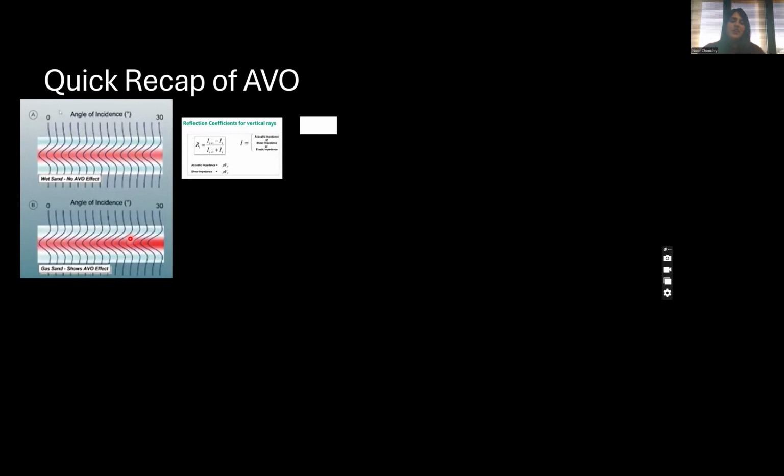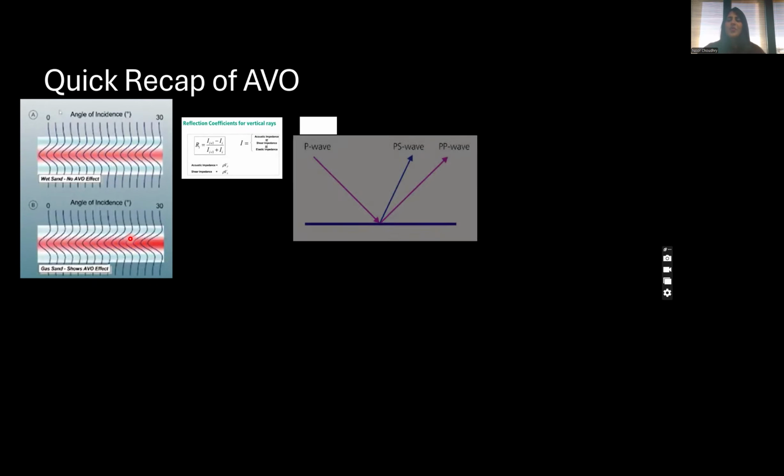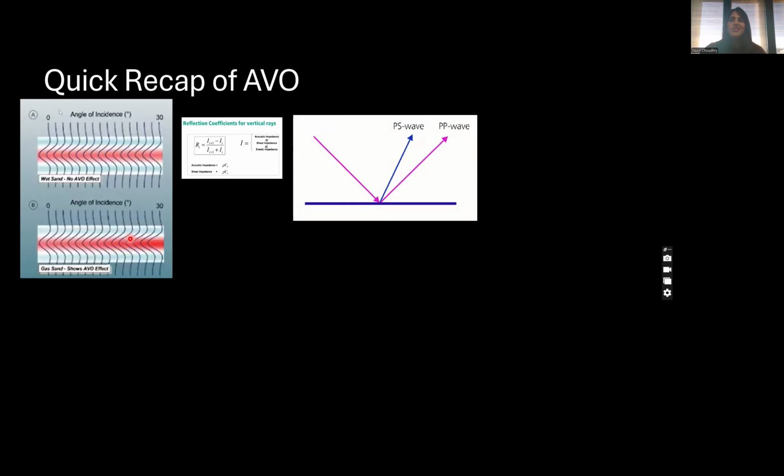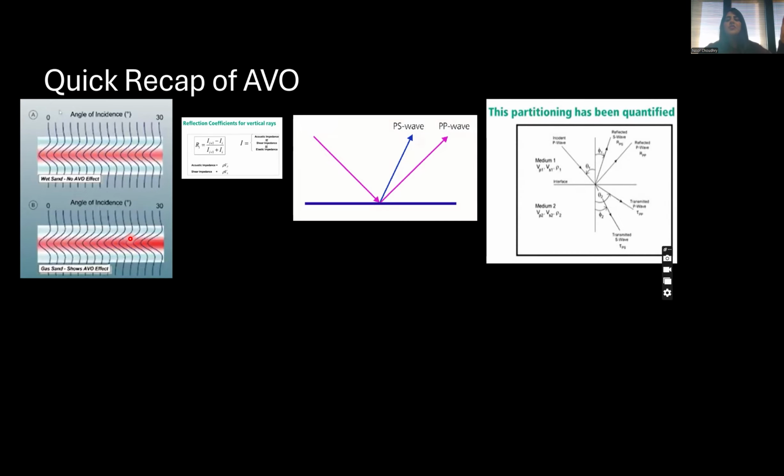When we talk about reflection, we are talking about the wave goes in and it bounces back. Imagine a ball, we throw it on a surface and it bounces back. That's why we talk about reflection. But that's not what happens in the real world. In the real world, when a wave goes inside your subsurface, it partitions its energy into P wave and S wave. So you get two waves reflected back, P wave and S wave, and then the energy is also transmitted into P wave and S wave.